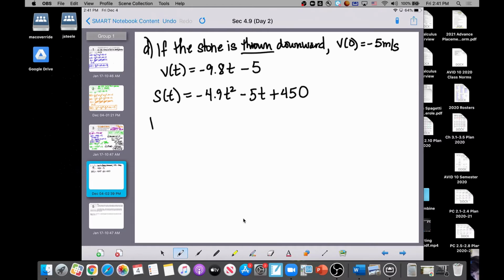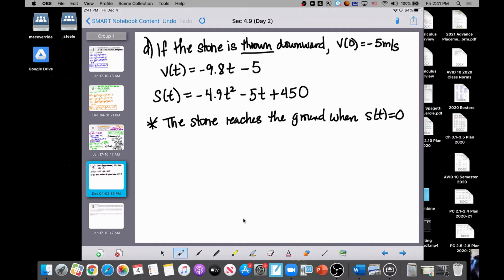So now, if this is our new position function, if the stone is being thrown down, then the stone reaches the ground when s of t equals 0. So if I take that position function and I set it equal to 0, that'll tell me the time that it takes for the stone to hit the ground. So 0 equals negative 4.9 t squared minus 5t plus 450.